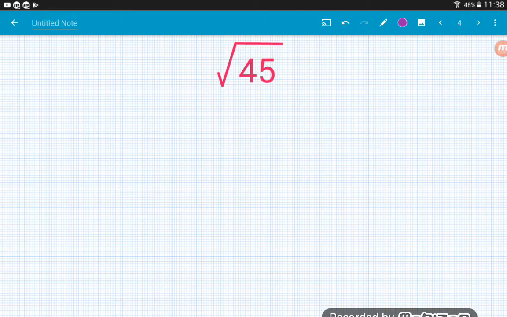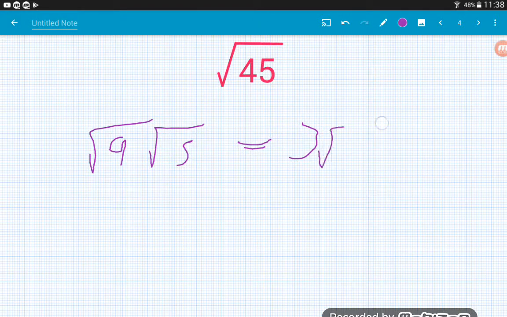Okay, root 45. Again, if we go through our factors of 45, we've got 1 and 45, not useful. We've got 3 and 15. Now, neither of those are a square number. That could help us, though, and we'll run through how that would work. But we've also got 5 and 9. So again, 9 is a square number, so we can write root 45 as root 9 times root 5, because 9 times 5 is 45. Now we can square root 9 again. So the square root of 9 is 3, and that will leave us with 3 root 5.